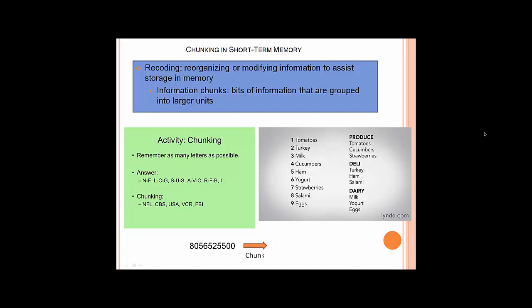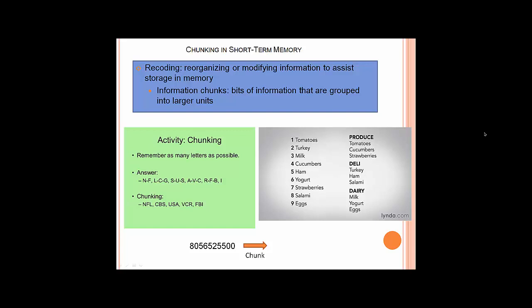Chunking is a term that we use also in memory research and short-term memory. Chunking is a form of recoding. It's reorganizing or modifying information to assist storage in memory, because when we chunk, we take similar pieces and put them together. So information chunks are bits of information that are grouped into larger units.